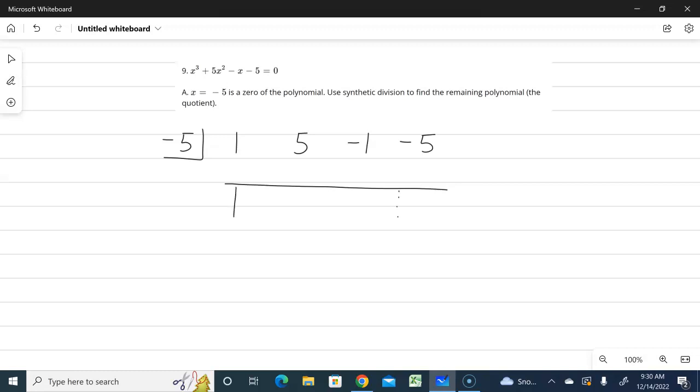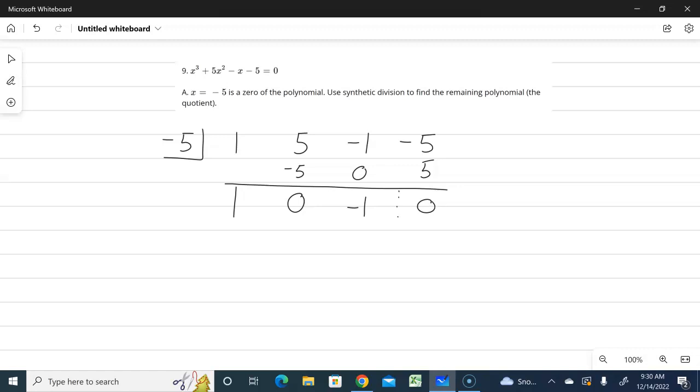So drop the first number, multiply -5 times that 1, you get -5. Add those numbers, you get 0. -5 times 0 is 0. Add those, you get -1. -5 times -1 is 5. We add those together, we get 0. We should get a remainder of 0. That's good. That means that's a solution.